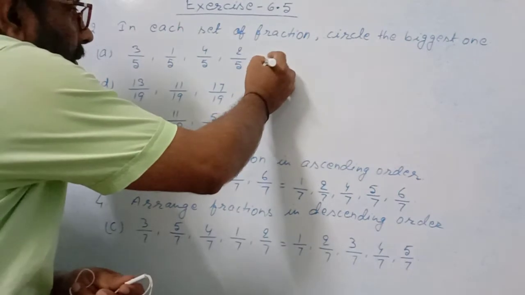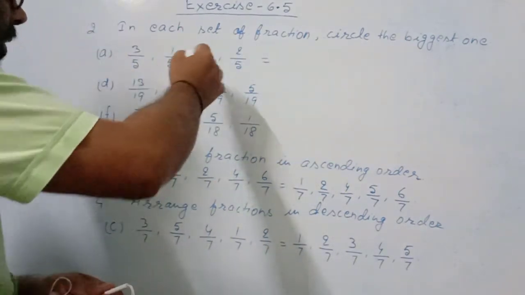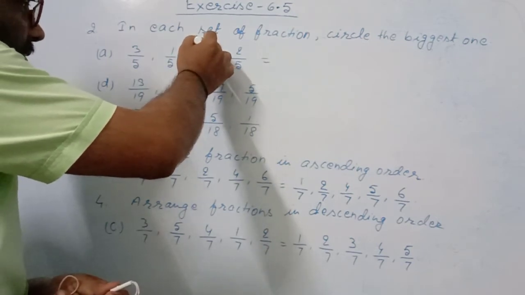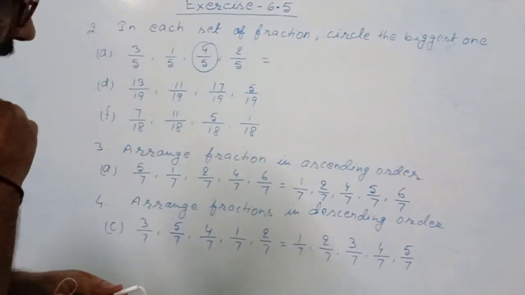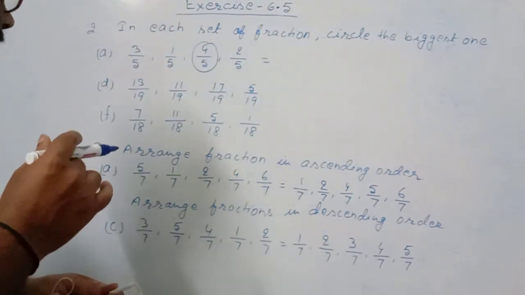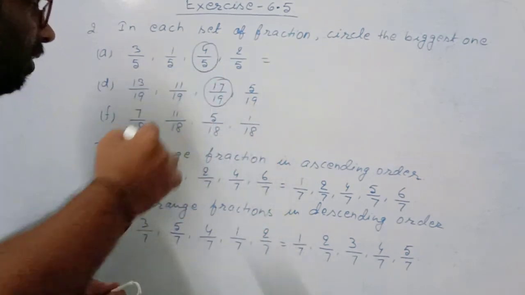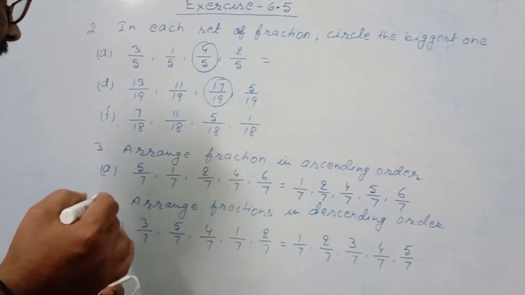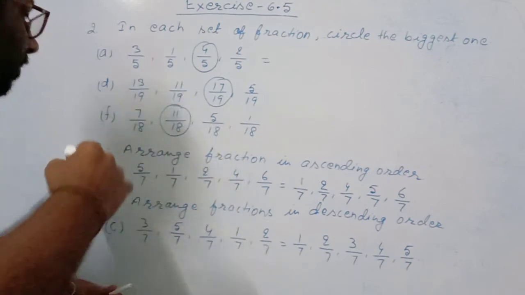So if you see here, then 4 by 5 is the biggest fraction because 4 is the biggest numerator. Similarly, in question number D, 17 by 19 is the biggest fraction because 17 is the biggest or largest numerator. In question number F, 11 by 18 will be the biggest fraction.